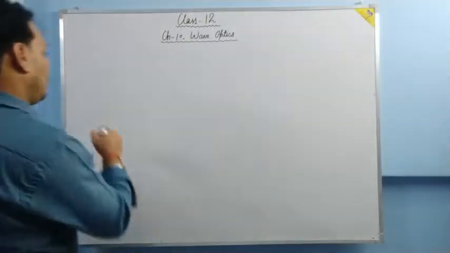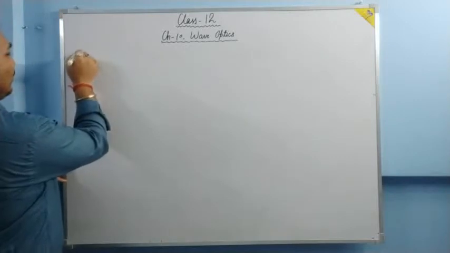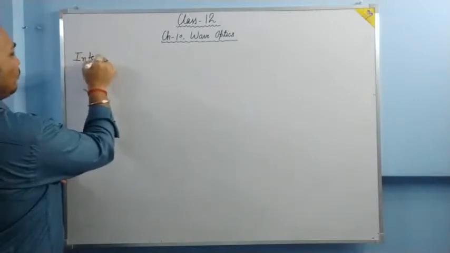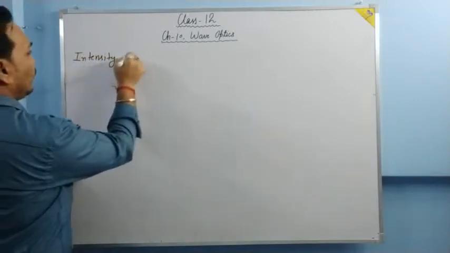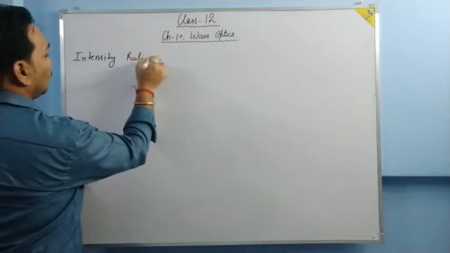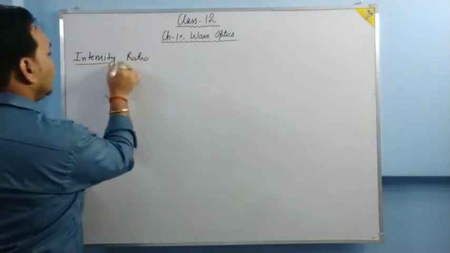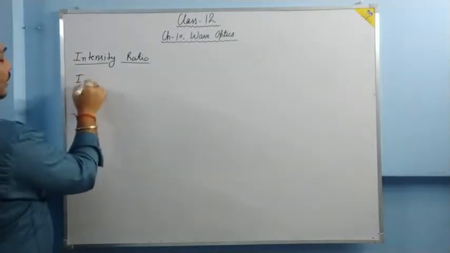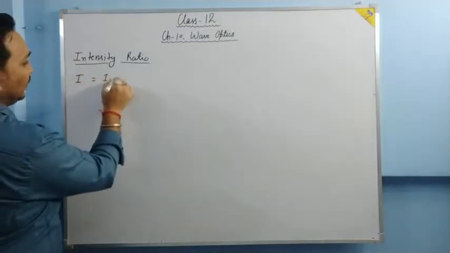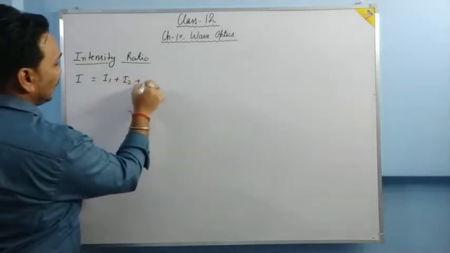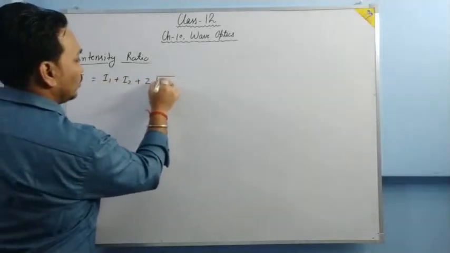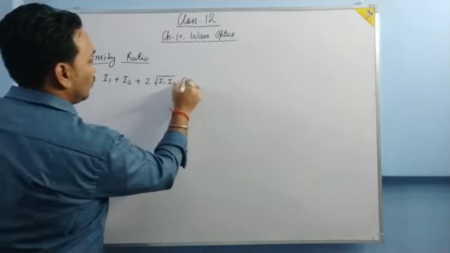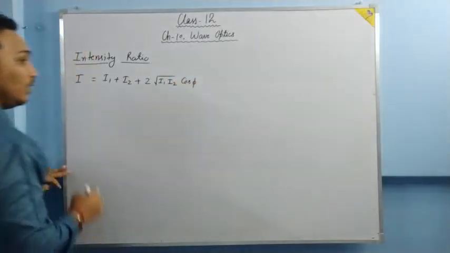Okay, the first thing we will talk about today is intensity ratio. We all know that the resultant intensity at any point is given by I equal to I1 plus I2 plus 2 under root I1 I2 cos phi.